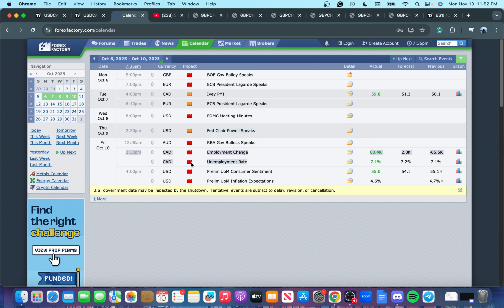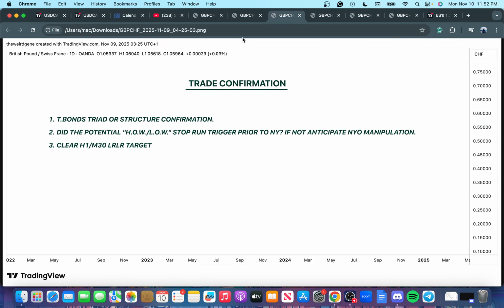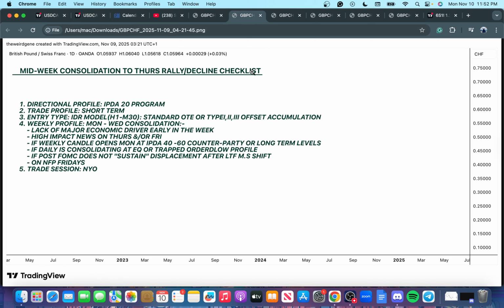Now, remember, the government shutdown does not affect Canada whatsoever, right? So that is still solid. That is still ongoing. So we only literally got Friday and Thursday for those key economic releases. So now what you can see here is we're already seeing some of the conditions that align for our checklist, right?